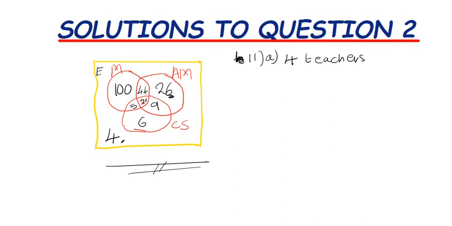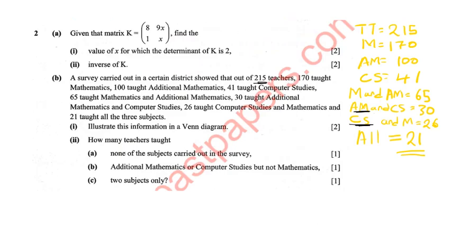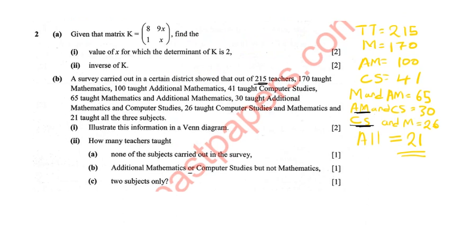And then you go to b. B is saying how many teachers taught additional mathematics or computer studies but not mathematics. So now here you have to understand, they have said additional mathematics or computer studies, which simply means that even though you just did computer studies, you must be counted.